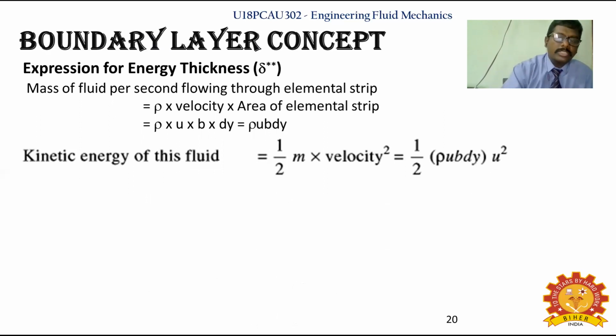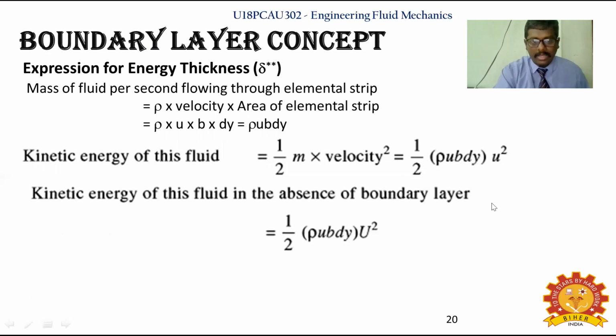In this case m is rho u b dy, which you substitute, and instead of velocity you will have u square. Small u has a variation from 0 to capital U in the boundary layer concept.